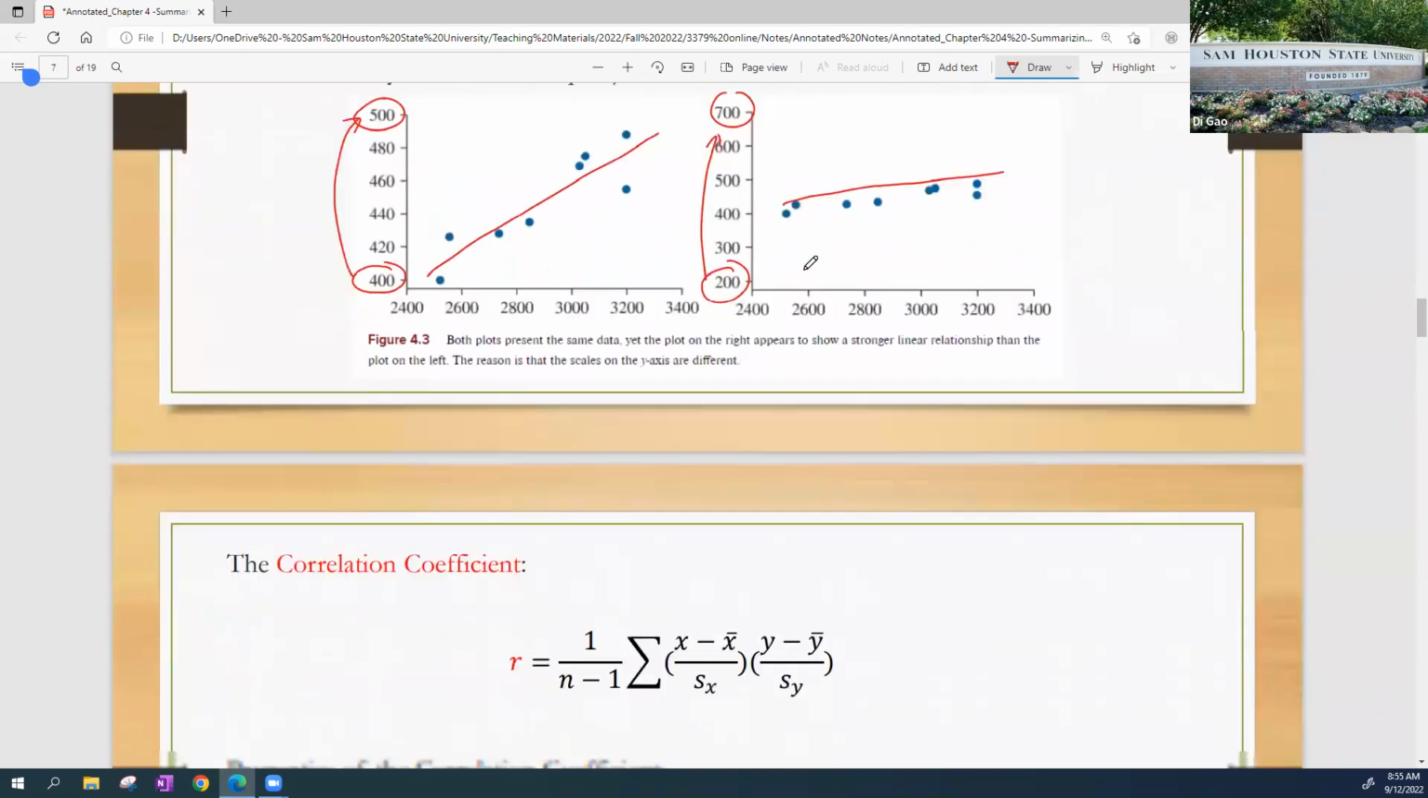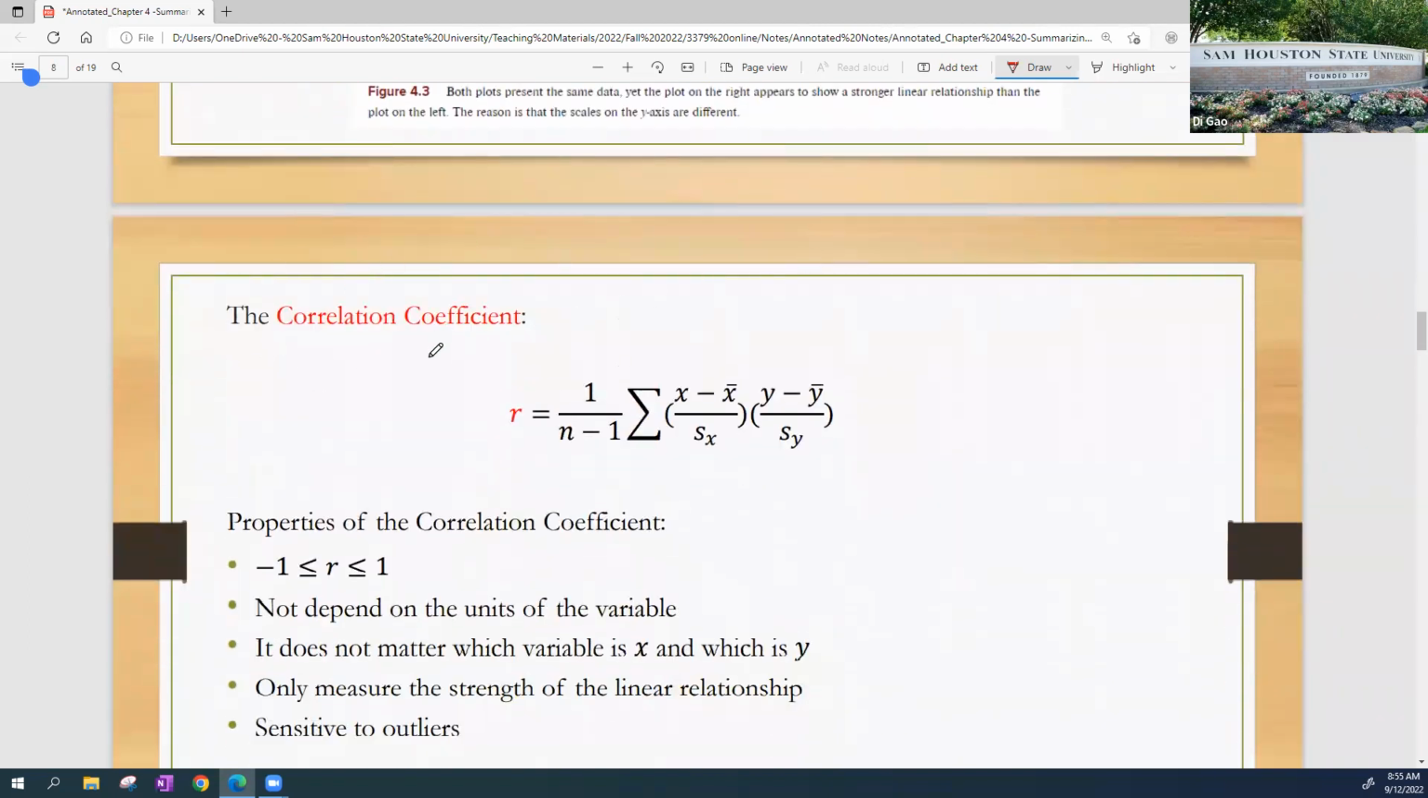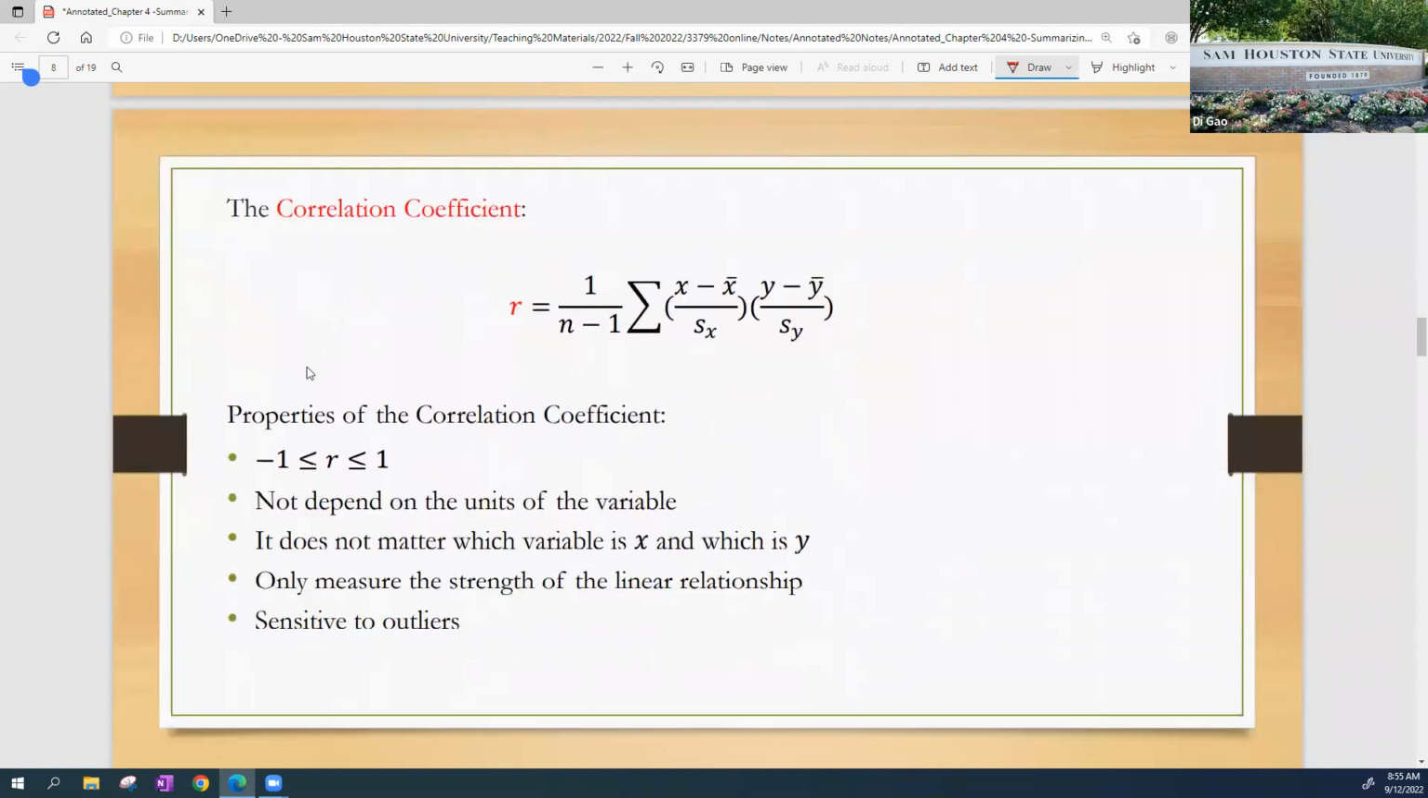The numerical measure we're going to use is called the correlation coefficient. Just like mean and median, we calculate some number that represents how strong the linear association is. So R is calculated by 1 over n minus 1. N is the sample size, and equals the number of pairs of the data.